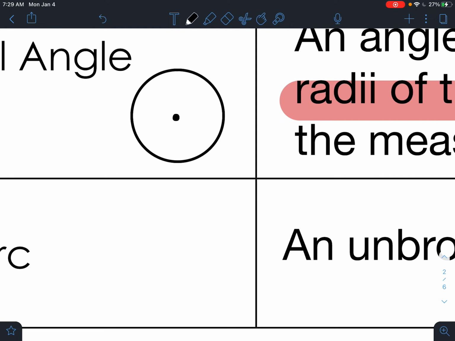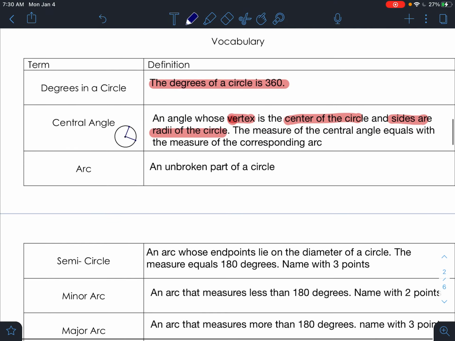And what I want to do is draw the central angle. So the vertex of that angle is the center. Then the sides are radii, which means that they're coming to the outside of the circle, and that right there is a central angle. So this blue angle is the central angle. Those have to be the two components: it has to have the center of the circle as its vertex, and the sides have to be radii of the circle.